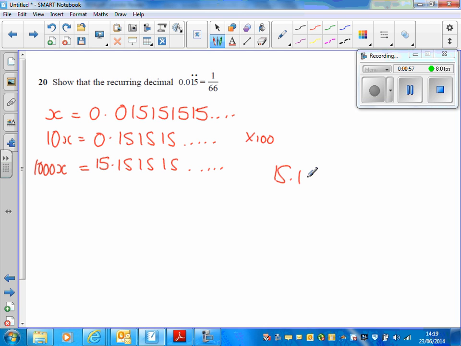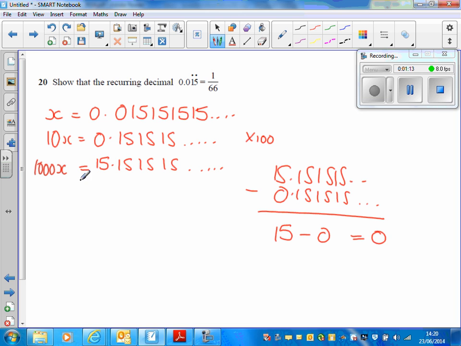Okay, the idea is that I can now subtract this number from this number, because if I do the subtraction, 15.151515, and I'm going to take away 0.151515, because the sequence after the decimal point is the same in both cases, this is just the same as doing 15 take away 0, which is going to be 0.